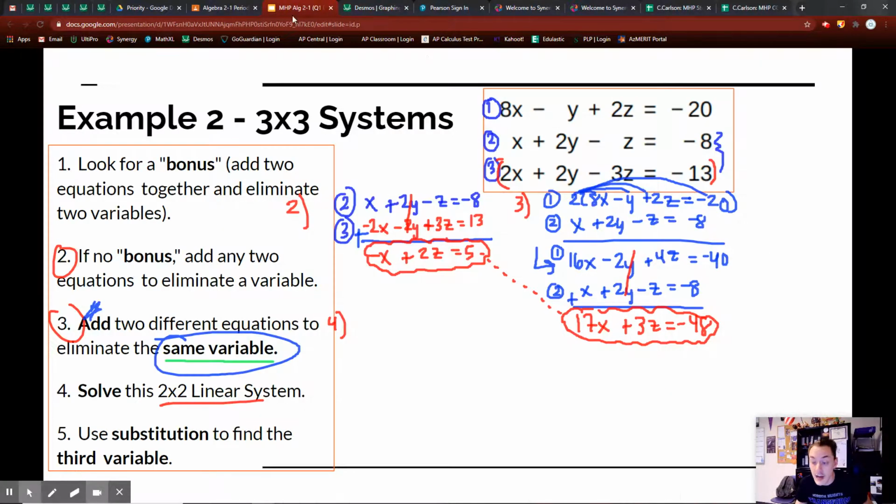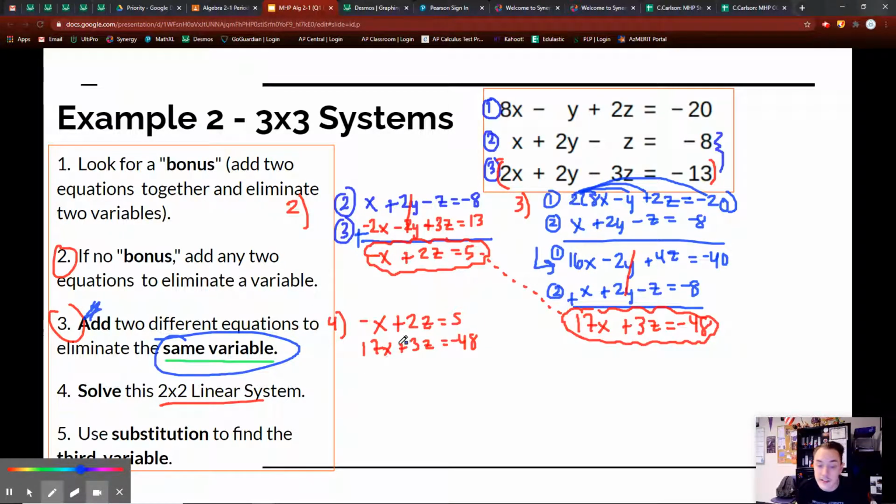Now you could do that, but if you're given fractions, then you're kind of screwed anyways, because then you have to do it by hand no matter what. I'm going to do it by hand no matter what. Let's not waste any more time. How do I do this? Let's stack them. So I have negative x plus 2z equals 5, and then I have 17x plus 3z equals negative 48.